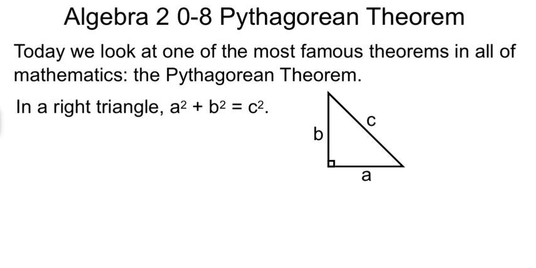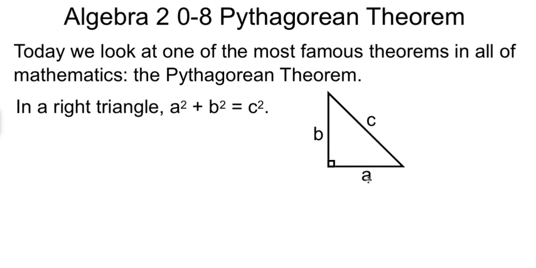This is Algebra 2, Chapter 0, Section 8, in which we will be studying the Pythagorean Theorem, one of the most famous theorems in all of mathematics. When you have a right triangle, a squared plus b squared is equal to c squared, provided that c is your hypotenuse. It's the one across from the right angle.